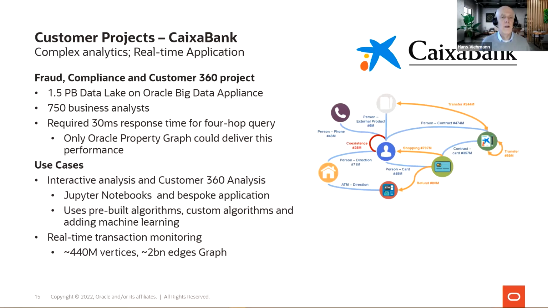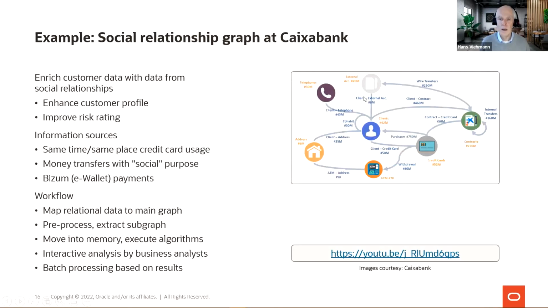For example, one on customer 360 analysis. And if you move to the next slide, I wanted to use that as an opportunity to show you what the workflow looks like, right? Because what they are doing is, besides the transactions and accounts, they also store all kinds of information about their customers. What you can see on the right-hand side is actually the meta model of that graph, right?